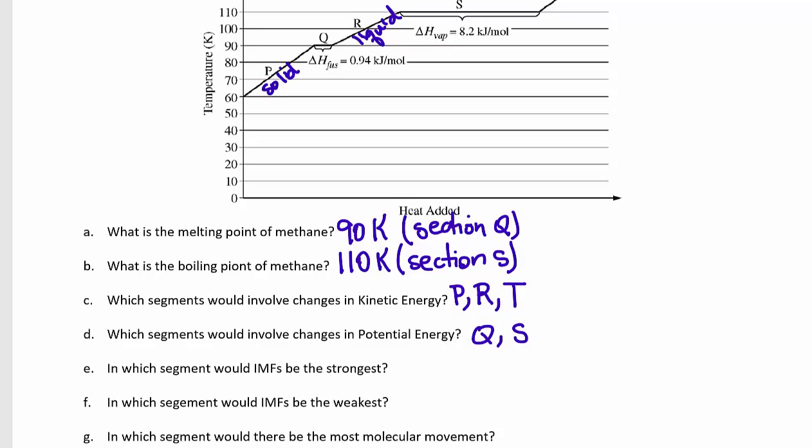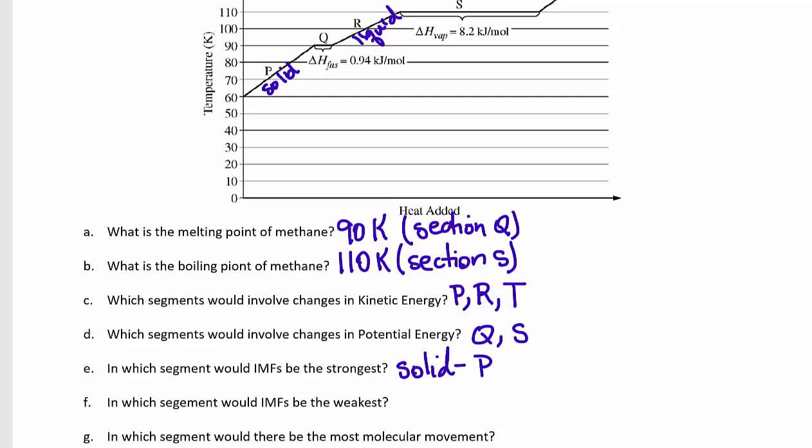So now we're going to answer E. It says, in which segment would the intermolecular forces be the strongest? On this, you're going to have to think about what the intermolecular forces do. They keep a solid, they keep a liquid, and once all the IMFs have been broken, liquid will turn into a gas. So your gases have the weakest IMFs, and your solids have the strongest because they move very little compared to a liquid and especially compared to a gas. So the segment where the IMFs would be the strongest would be the solid segment, which would be P.